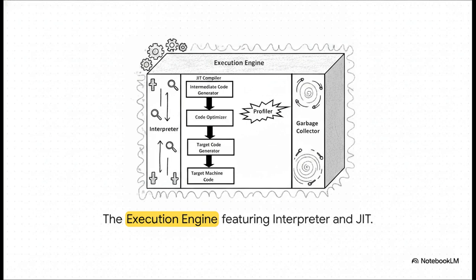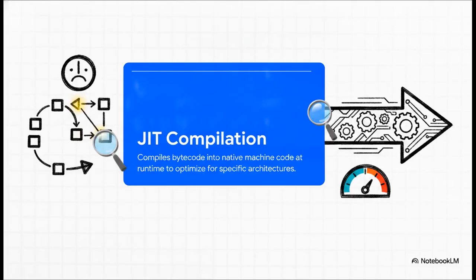Now, the interpreter reads the bytecode line by line, which is fine, but the real horsepower comes from the JIT compiler block sitting right there in the middle. So JIT stands for just-in-time compilation. Look, if the JVM only relied on an interpreter, it would be painfully slow, constantly retranslating the exact same loops over and over again.